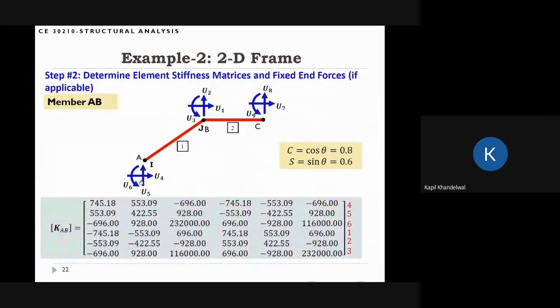Now, after we get the stiffness matrix in the global coordinate system, we have to write down the correct degrees of freedom labeling here. We look at the I node degrees of freedom first and find UI, VI, and theta I. So it will be 4, 5, and 6. Then the J node degrees of freedom will be 1, 2, and 3. So this is the correct labeling for this element.